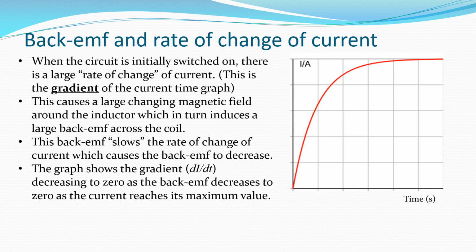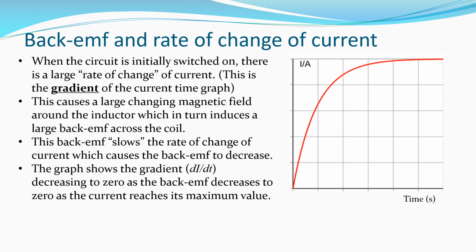So the back EMF is caused by the rapid change in current. So a large rate of change of current causes a large backwards EMF. The backward EMF reduces the rate of change of current, and by doing so, reduces itself, until eventually the rate of change of current flattens out, there is no backwards EMF, and we end up with a constant current.